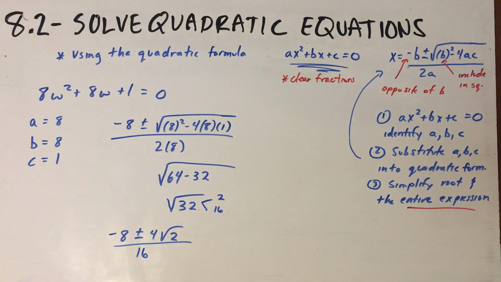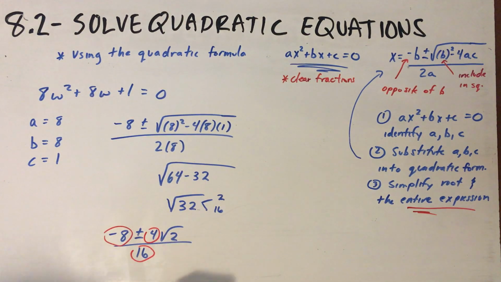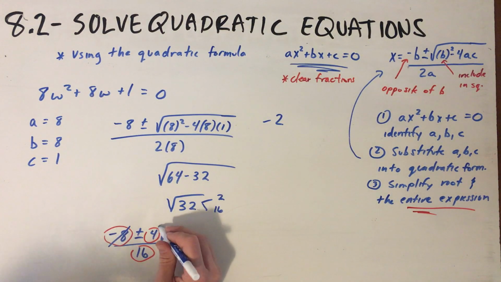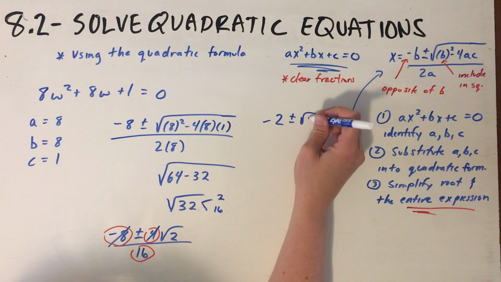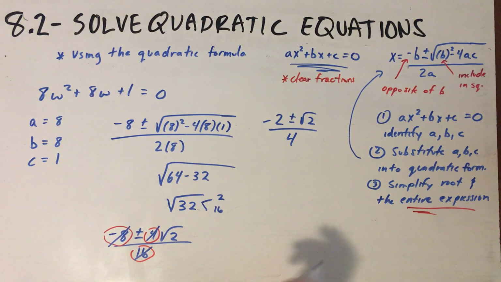Again, I want to check every time, the entire expression when I'm done, if these have anything in common. And if they do, I need to simplify them. So here we have a common factor, a greatest common factor of 4. So we're going to reduce this: take a 4 out of here, that's going to be a negative 2. Then take a 4 out of here, that's going to be plus or minus just the square root of 2. And then take a 4 out of here, and that's going to be over 4.